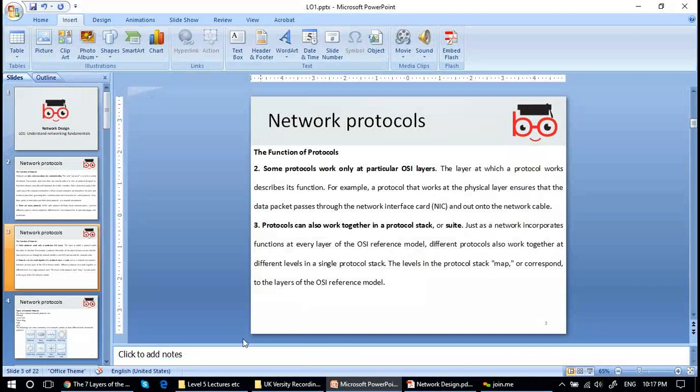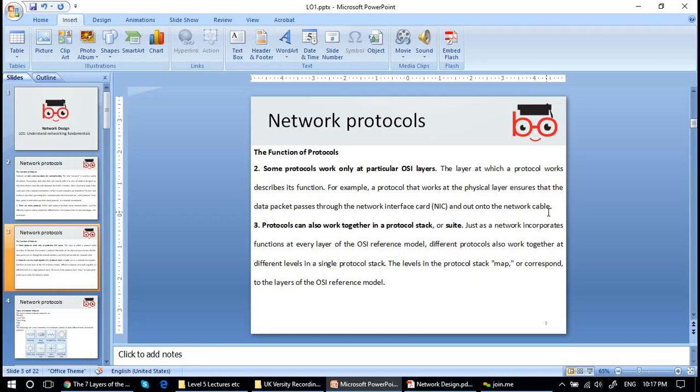So we come here: some protocols work only at a particular OSI layer. The layer at which a protocol works describes its function. So their functions are described at a particular layer. For example, a protocol that works at the physical layer ensures that the data packet passes through the network interface card and out onto the network cable.